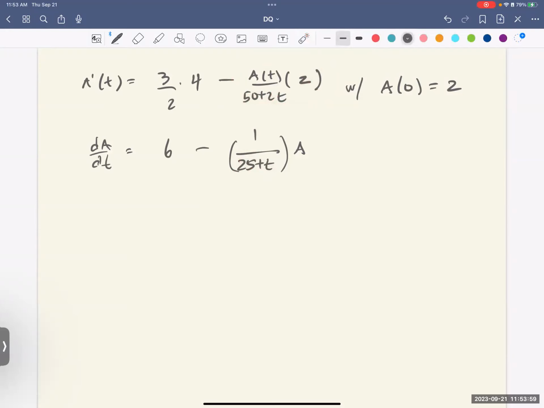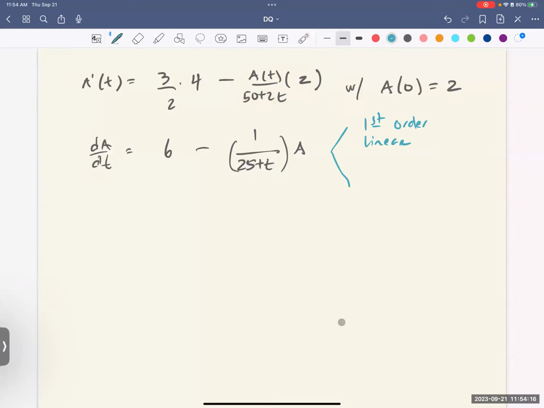So let's decide how to solve this. It is a first order differential equation, which all of the problems we've been solving are first order. It's linear. It's not separable.